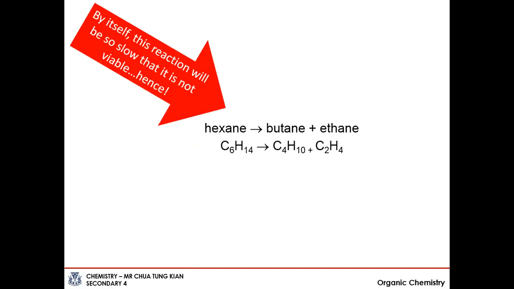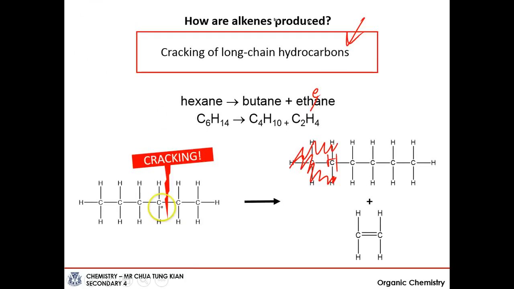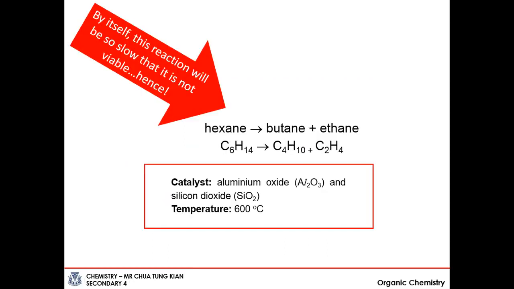By itself, the reaction will not happen. Because how do you actually break the carbon-carbon single bond when it is so strong? So you need the catalyst. And the catalyst we use in this case is aluminum oxide and silicon dioxide. Temperature of 600 degrees Celsius. So when you write the equation for catalytic cracking, you must put in the conditions of the reaction. Straightforward.